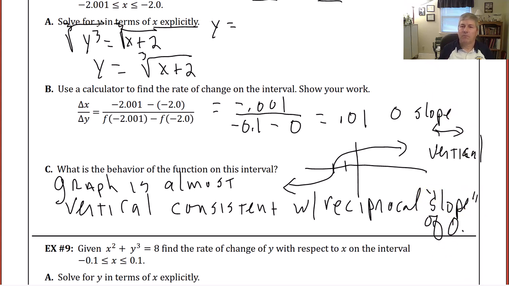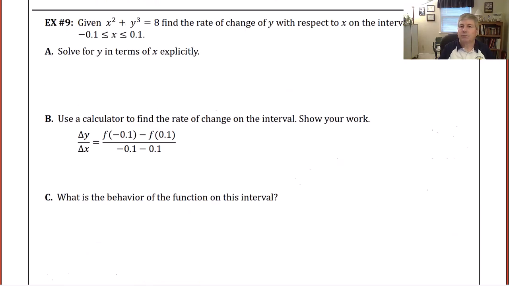In example 9, we're given x squared plus y cubed equals 8. Find the rate of change of y with respect to x on the interval. So that's going to be a regular slope. I've got change in y over change in x. And we want to find that between -1/10 and +1/10. So we're surrounding 0 here. We're kind of straddling our 0 value for x. And so we'll see what's going on there.